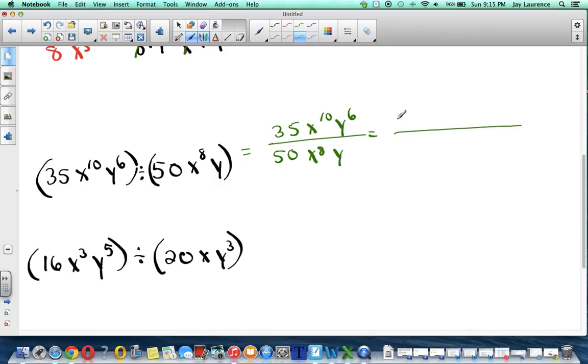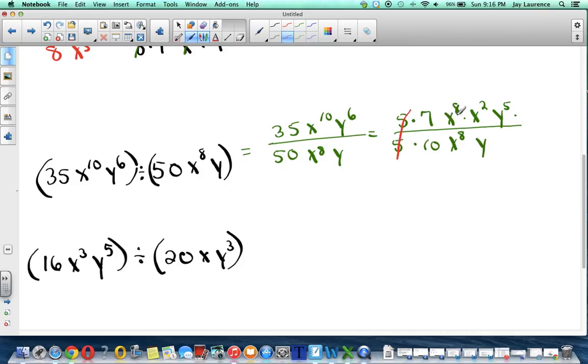I think I'm going to think about 35 as 5 times 7, and 50 as 5 times 10. x to the 10th I'm going to think about as x to the 8th times x squared. And the y to the 6th, oops, my mistake, I'm going to think about it as y to the 5th over y. Now I'll look for my simplifying.